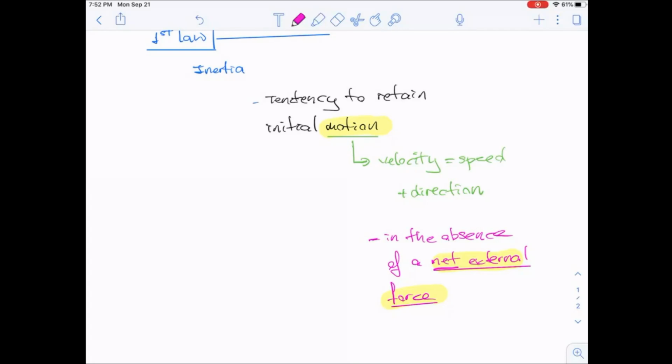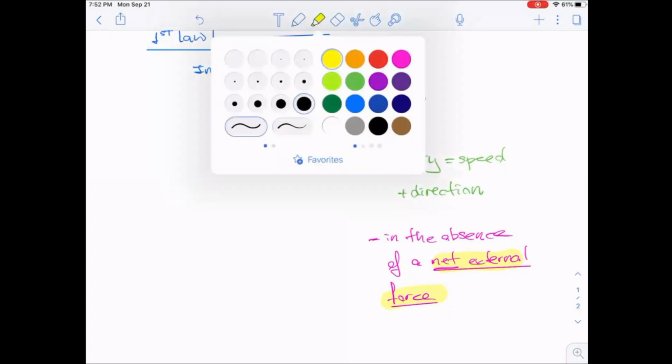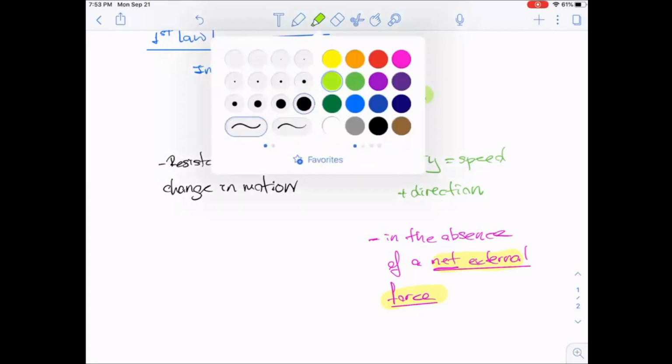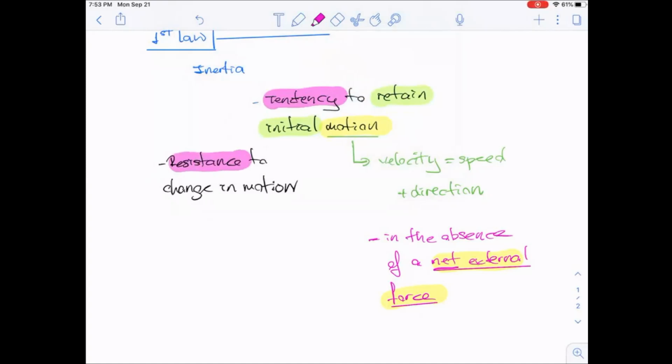So tendency to retain initial motion, that's one interpretation. The second interpretation is resistance to change of motion. So it's got two interpretations. One of them is the tendency to retain initial motion. The second one is the resistance to change of motion. And this behavior exhibits itself only in the absence of a net external force. So two interpretations: the object at rest is going to want to remain at rest. The object in motion is going to want to remain in motion.